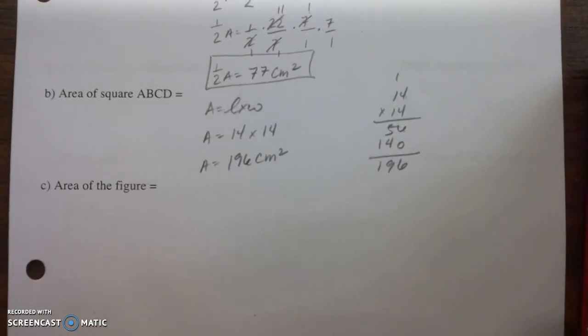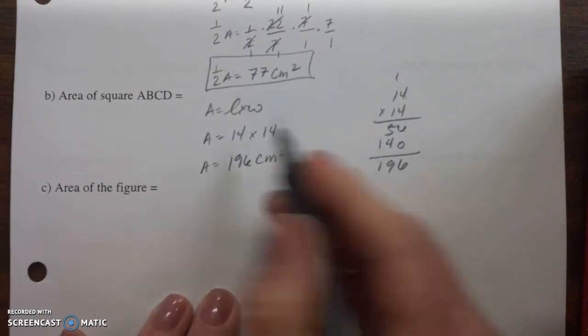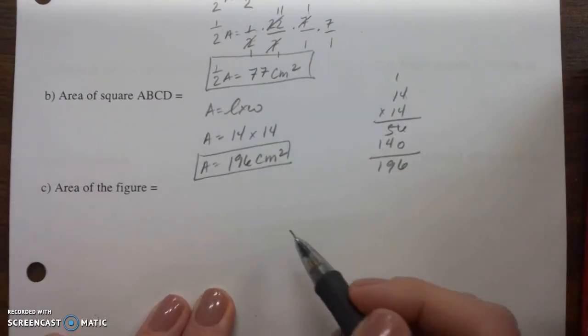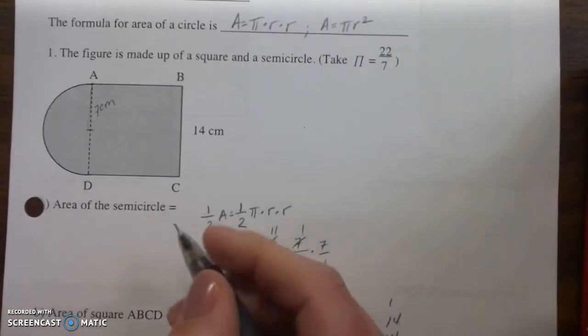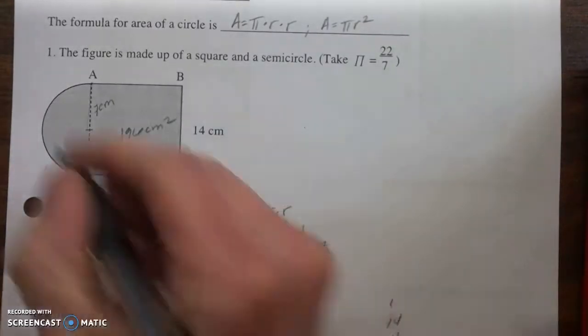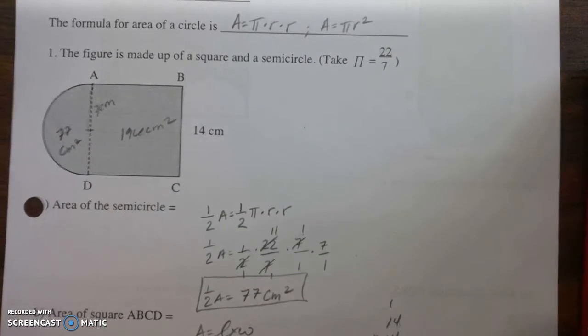Okay, there you can see the work that I was just talking through. You're probably yelling at your screen, I can't see it, Mrs. Jurgens. All right, so there we found the area of the square. It's 196 centimeters squared. So let's go back up to our picture and fill these in. Our square is 196 centimeters squared, and our semicircle is 77 centimeters squared.